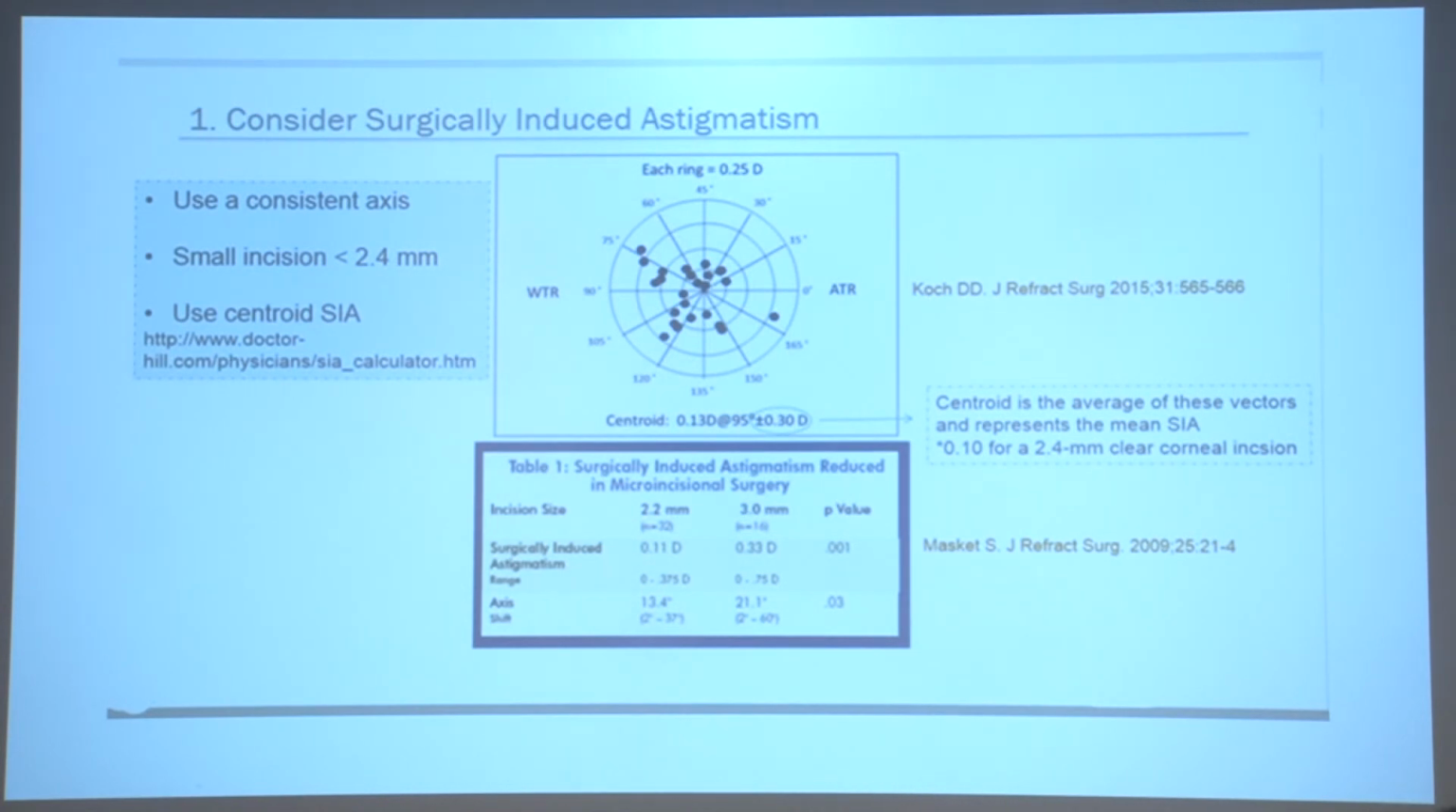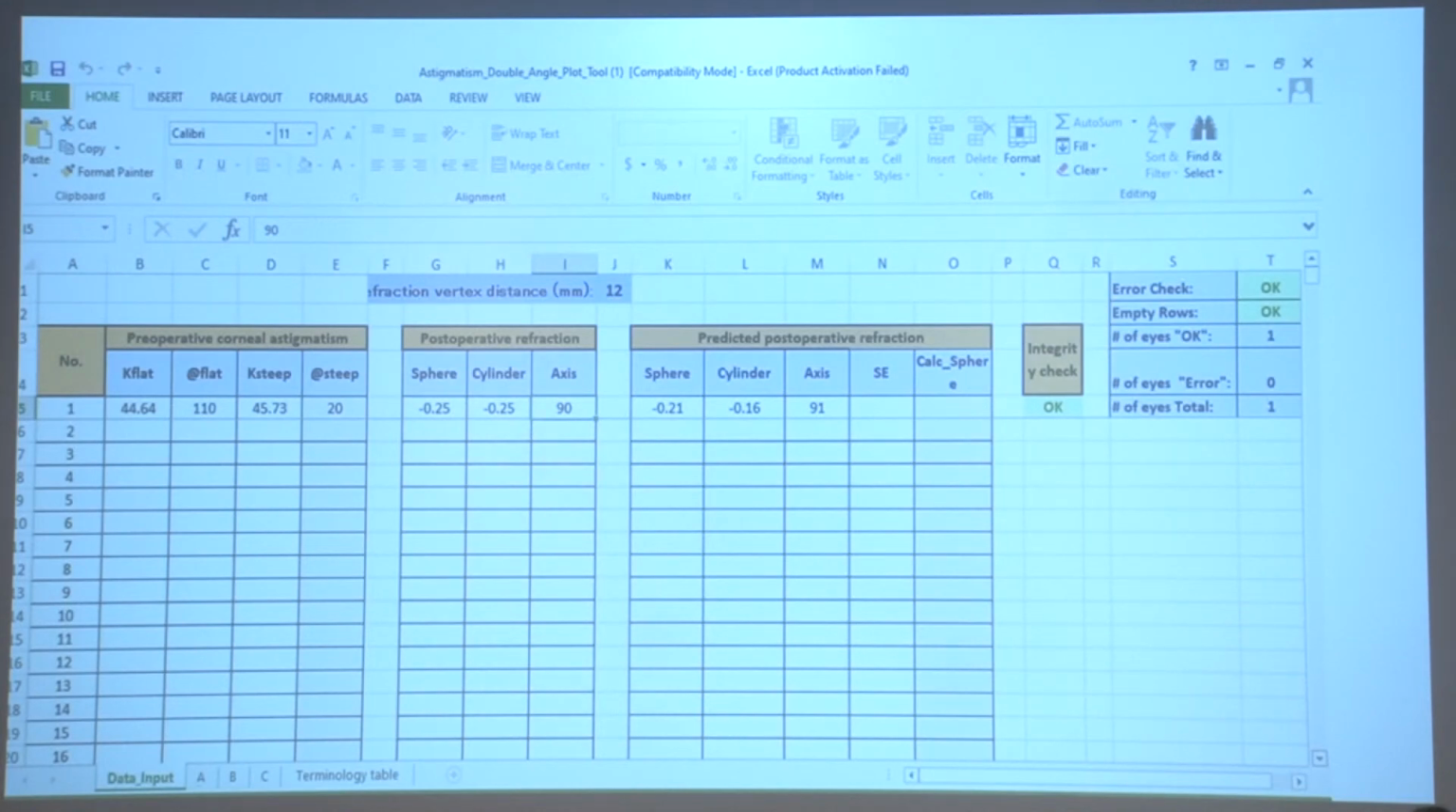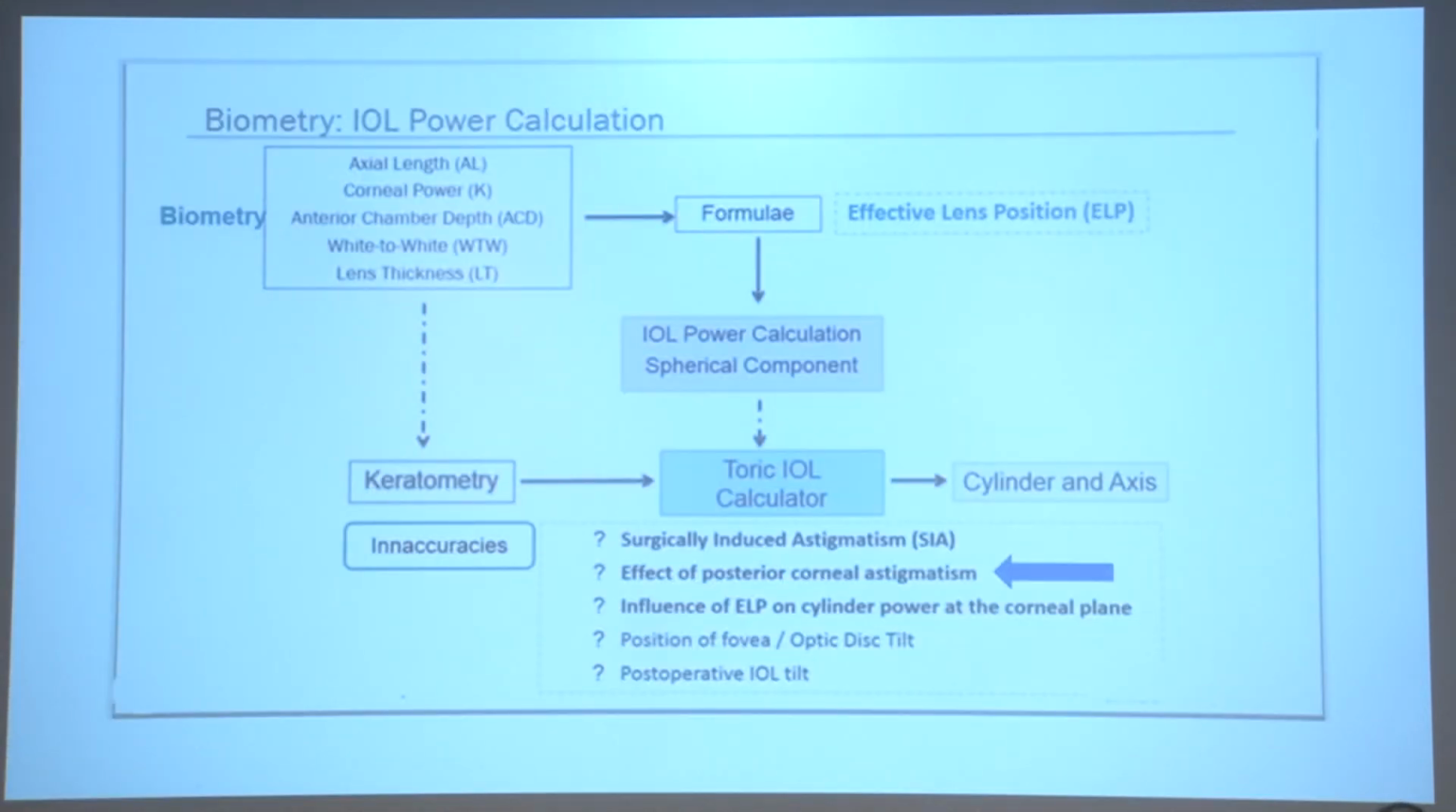So the centered value for an incision of less than 2.2 millimeter has to be considered as 0.1, or if your incision is nearly 2.8, it should be 0.12. It has also been given very well. So if you want to calculate your centered value, you can go to the astigmatism double angle plot, the same one we are using in the SIA calculations. Put in your preoperative data, your postoperative refraction, and the predicted refraction, and you will get your centered value. So it is easy to get.